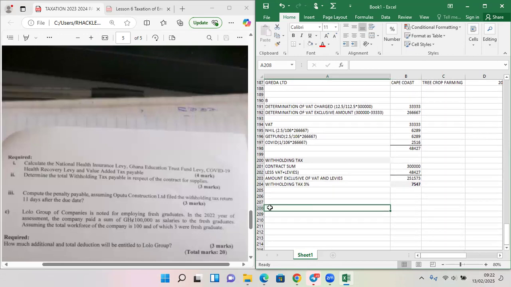Now it is asking what will be our tax payable, assuming that they defer the payment for 11 days. When they defer or don't pay it, their penalty will be equal to 500 plus, in brackets, 10 times 11 days. In total, the penalty is going to be 610. Right.